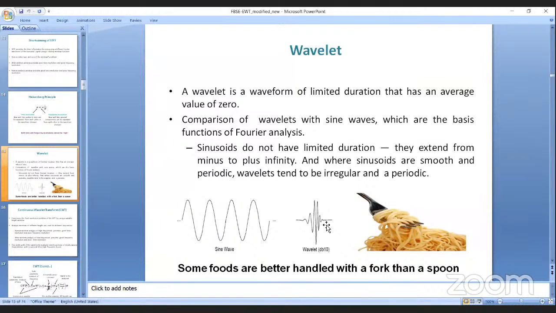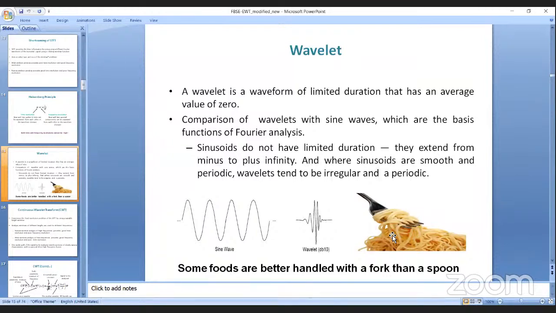In STFT, once you have fixed the window, you don't have flexibility to change it. Once you decide the size of the window and the type of the window, you cannot change it. But in a wavelet, you have flexibility. You can change the size of the window at different scales, and that depends on the scale parameter. You have one mother wavelet, and when you change the scale, you get different daughter wavelets, which we will see.